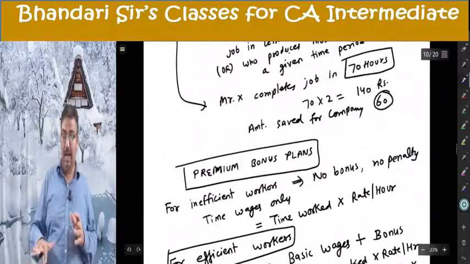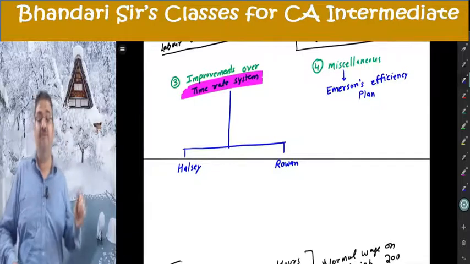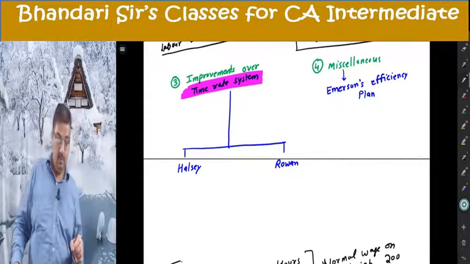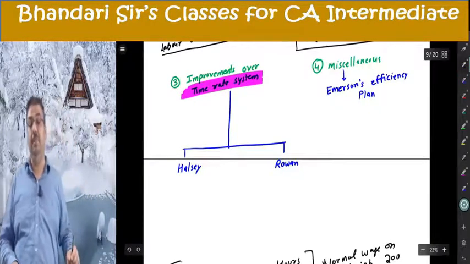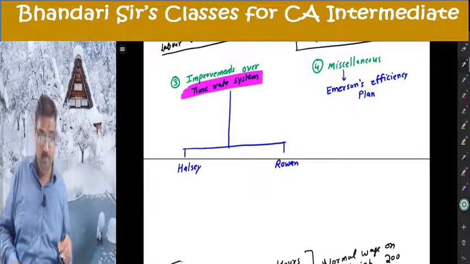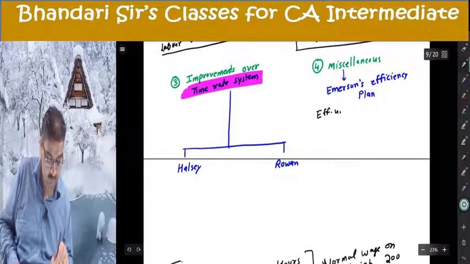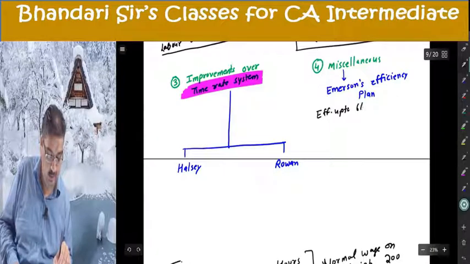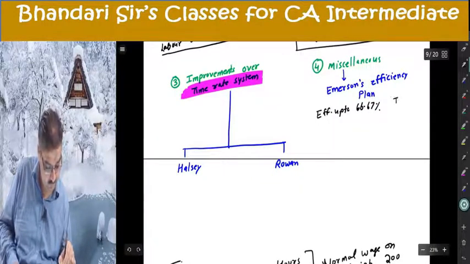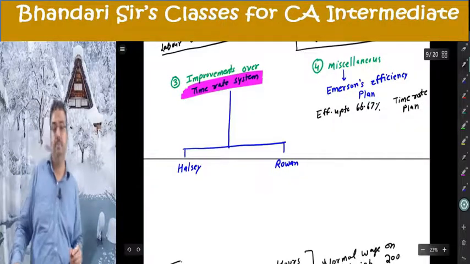Reaching the last plan in miscellaneous: the Emerson efficiency plan. Now in this plan, what Emerson said is, if your efficiency is up to 66.67%, then you will get simple time rate wages.